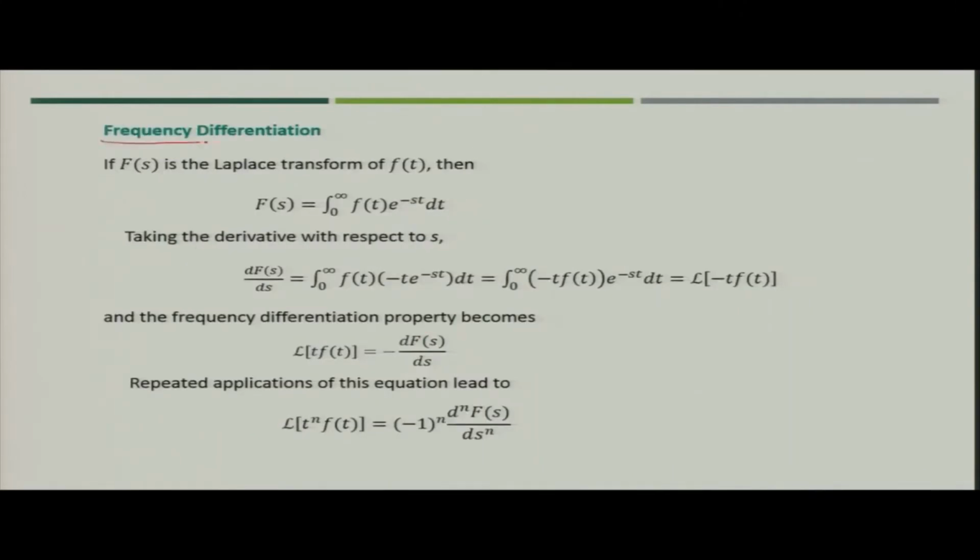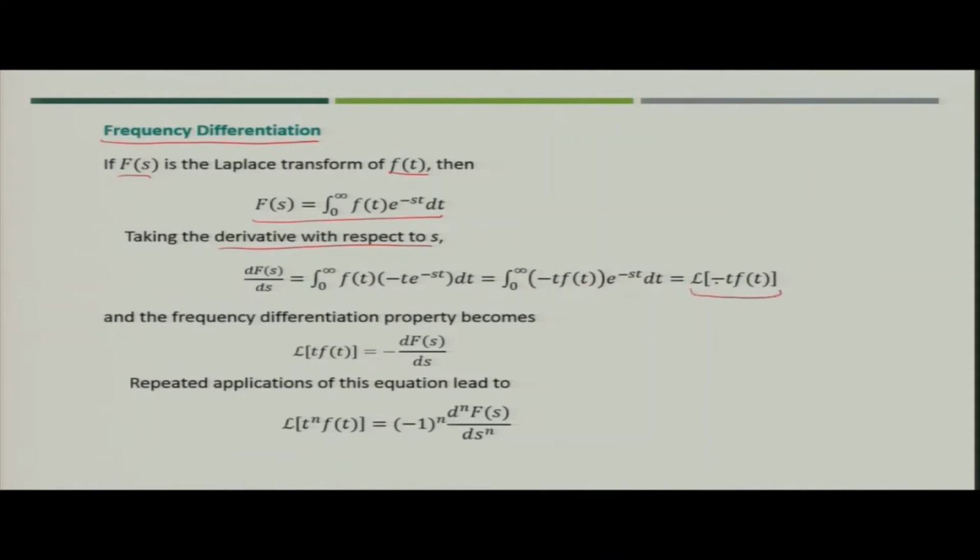Now, let us talk about the frequency differentiation. Now, if F(s) is the Laplace transform of f(t), then by its standard definition you can represent F(s) as nothing but 0 to infinity f(t) e to the power minus st dt. Now, if you take the derivative of function F(s) with respect to s, what you will get? So, if you differentiate both sides, dF(s) by ds will become 0 to infinity minus t, because now you are differentiating with respect to s. So, it will become minus t f(t) e to the power minus st dt.